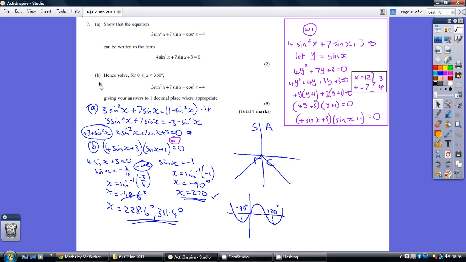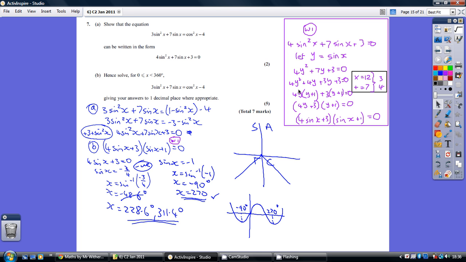Now for part B, we've been asked to solve this. Now remember, this here is what we had at the top, which can be written in this form. So we've got to solve this, but instead we can solve this. Now this is a straightforward quadratic equation, which needs to be solved. It can be solved by factorizing.